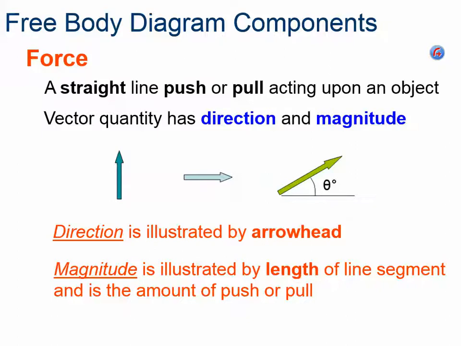A force is considered a vector quantity. We've talked about vectors in the past. Vectors have direction and magnitude. They have two attributes: how much and where. So force is a vector quantity. We need to know how strong the force is, and we need to know where it is pointing.